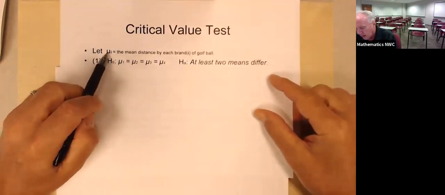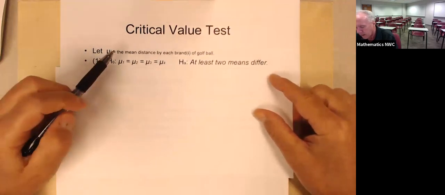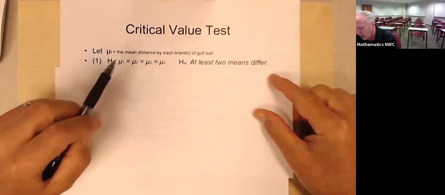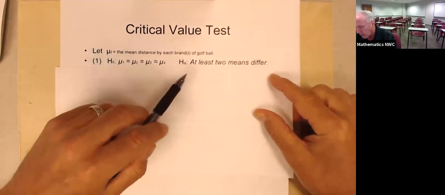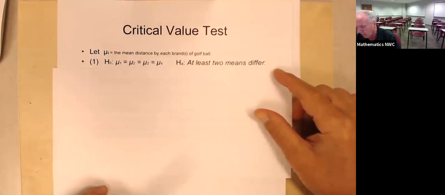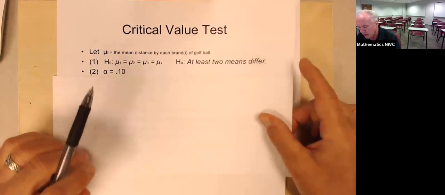Our mean is referring to the distance by each brand. Again, I begin the same old way. I assume all of them start off equal. I'm hoping to see if there is evidence that at least 2 of them differ. The problem told us to use alpha at 10%.